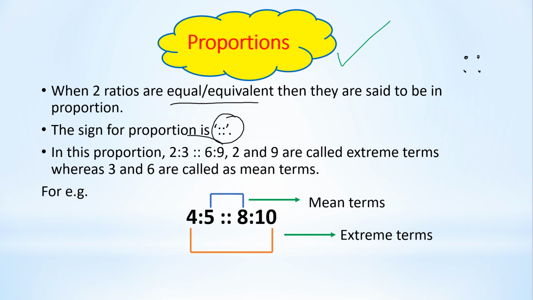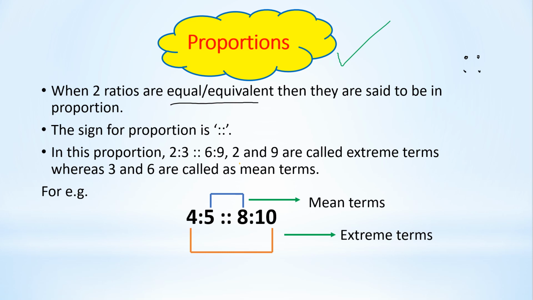तो ये एक example है, right? तो यहाँ पे 2 is to 3 is equal to 6 is to 9. यहाँ पे ये दोनों जो ratios हैं, this and this, they both are equal. If any two ratios are in proportion, so this indicates that both of them are equal or equivalent. Next, here 2 and 9 are my extreme terms.